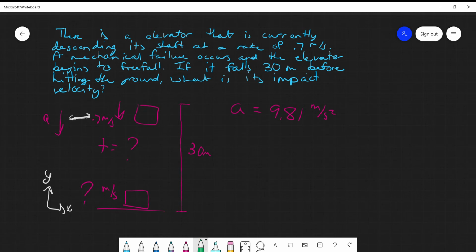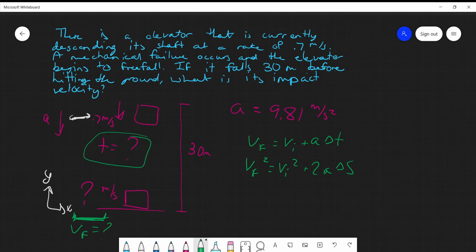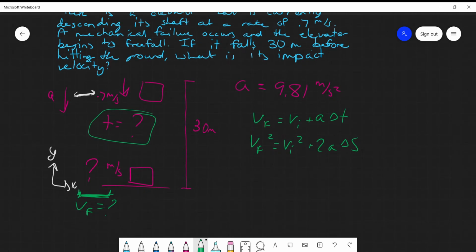The first thing we are looking for is its impact velocity, or its final velocity. If we look at our kinematics, we could either use the first one, Vf equals Vi plus A delta T, or we can use the third one, Vf squared equals Vi squared plus 2A delta S. However, if we use the first one, we aren't going to get a number, we're going to get a formula because we have two unknowns. So for part A, we are going to use the third equation, and it's the second one that I've written down, but it's the third equation.